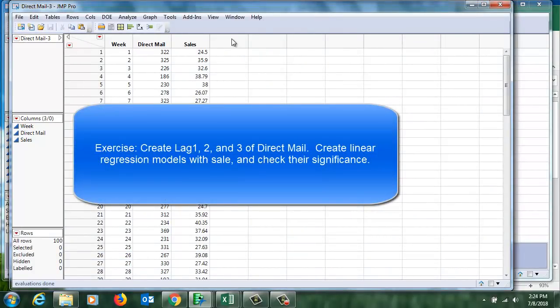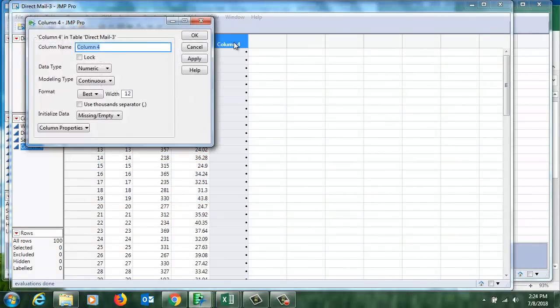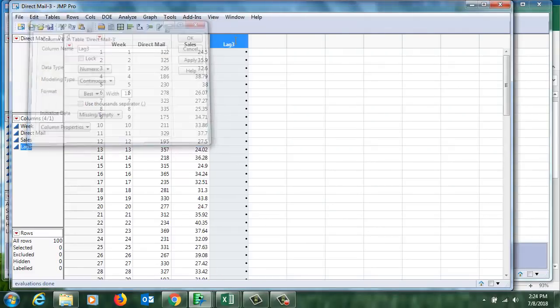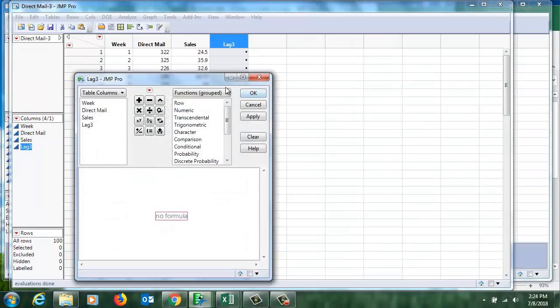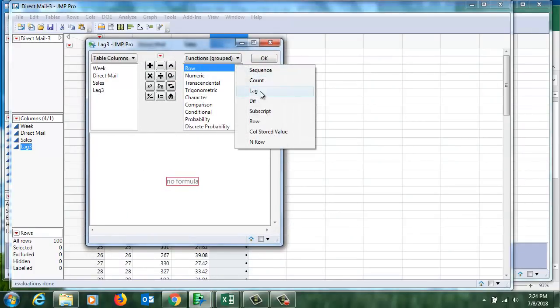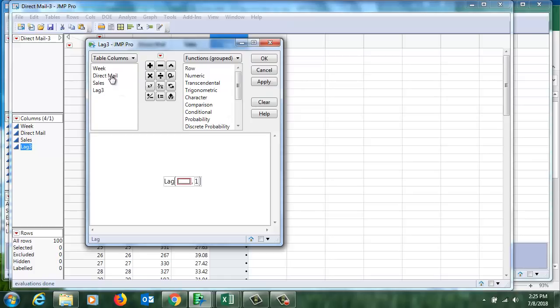After checking the lags of 1 and 2 and 3, you will find that lag 3 is showing significance. That means the effect of advertising, sending out direct mail, will show 3 weeks later. So I will generate a column, call this lag 3, and use a formula for lagging the data. Direct mail in Lag, and we need to change this number to 3 so that we push down the data 3 rows.